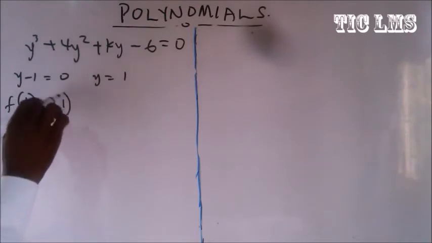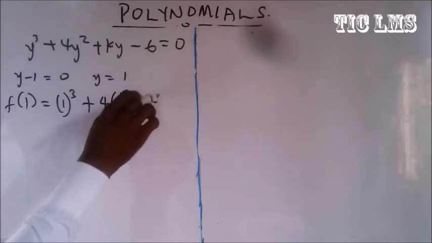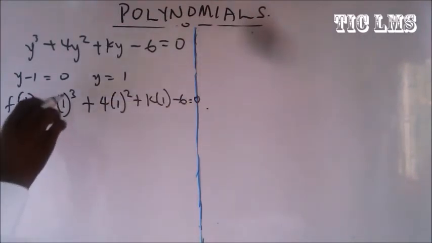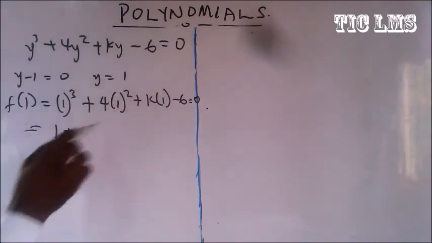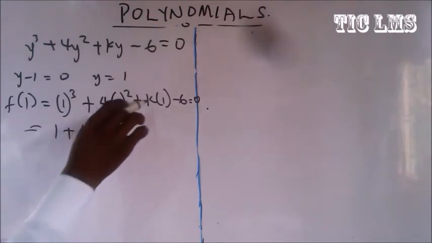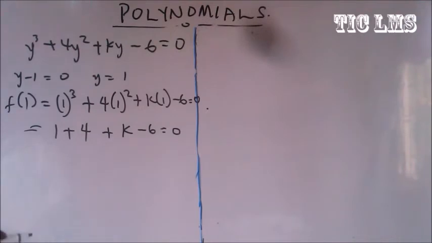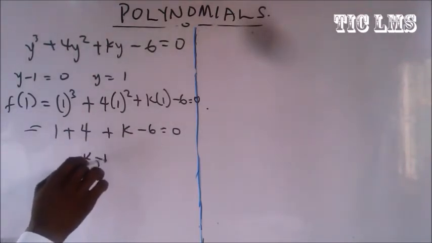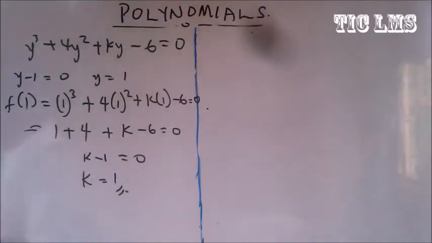Now everywhere we have y in this equation, we'll replace with 1. And so we have 1 raised by 3 plus 4 into bracket 1 squared plus k into bracket 1 minus 6 equal to 0. 1 raised by 3 is 1 plus 4, okay, then 1 raised by 2 is 1, then 4 times 1 is 4 plus k minus 6 equal to 0. 4 plus 1, that's 5, and then 5 minus 6, that gives k minus 1 equals to 0. Hence k equal to 1. So the value of k is 1.